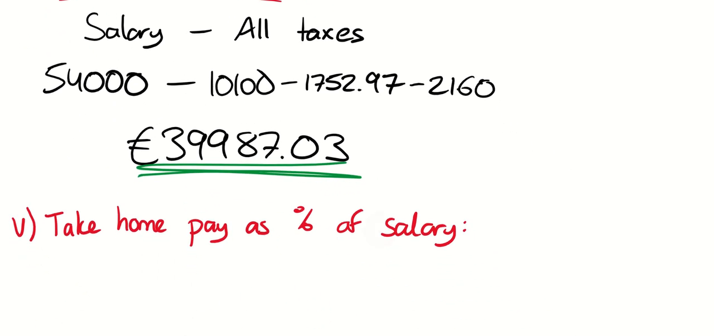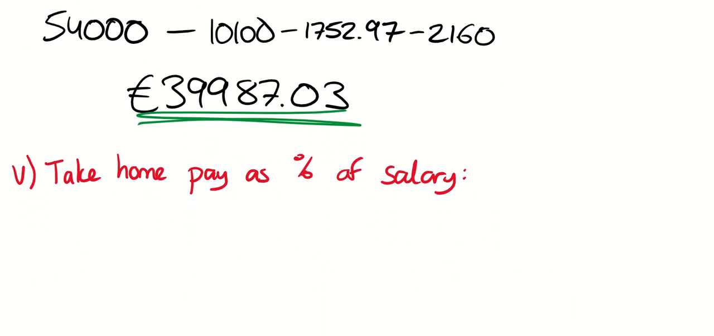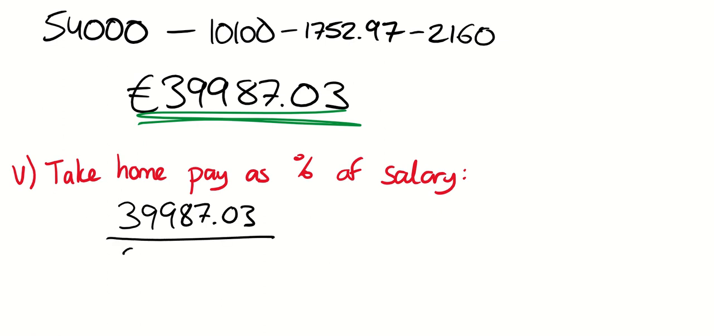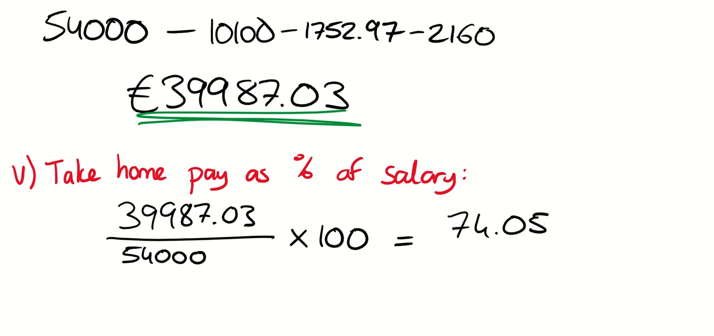Okay, so then you're just asked to express his take-home pay as a percentage of a salary. So remember, you just want to put the take-home pay, so that's 39,987.03, as a percentage of his salary. So you put it over his salary, 54,000, and then you will multiply it by 100 to get a percentage. So what that works out as is 74.05, and it's said to the nearest percentage, so 74%.